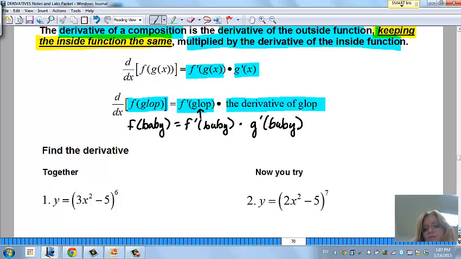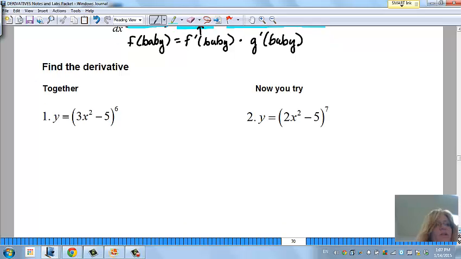Okay? So let's look at how to do this. Now the best way to do this is to start with an outside and inside, and I'm going to do some of the now-you-tries here, but I'm going to stop, and you might want to stop the video. I'll do one together and then you can try it and then start the tape back up, but I'm not going to stop, okay?